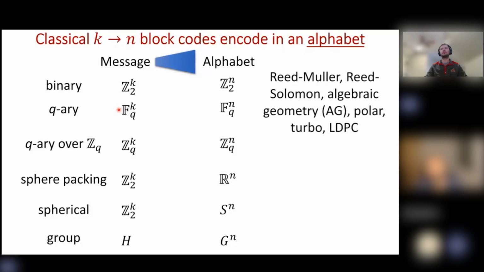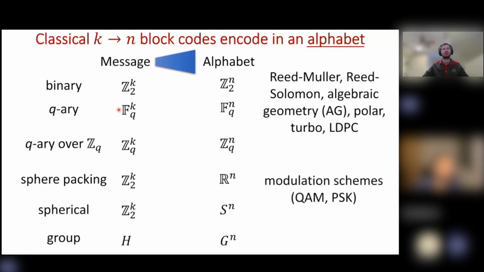Some examples of binary and qudit codes are here. Reed-Solomon in particular has to be qudit. It's something that's designed over qudits to begin with. And a lot of algebraic geometry codes, which are more general than Reed-Solomon in that direction, are also qudit. Reed-Muller was binary initially. Polar, turbo, and LDPC codes can be binary.